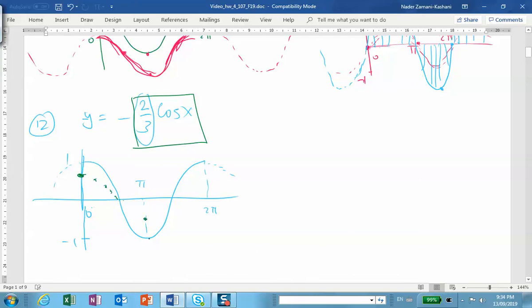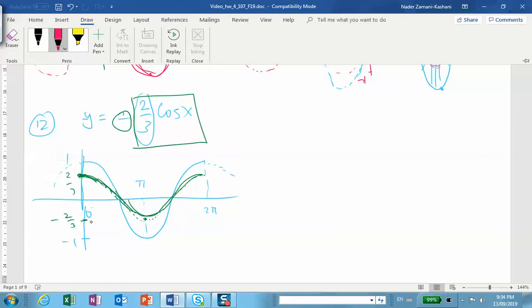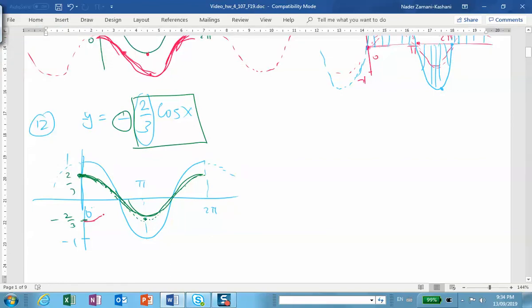This was 2/3. So every height is squished by a factor of 2/3. So 2/3 of cosine of x is going to look like this. But then I have a minus sign here. The minus sign means that they're all reflected. Every height of the 2/3 cosine of x becomes negative of the same thing. So let me draw the final curve as the red one. It's the reflection of that green curve with respect to the x-axis.